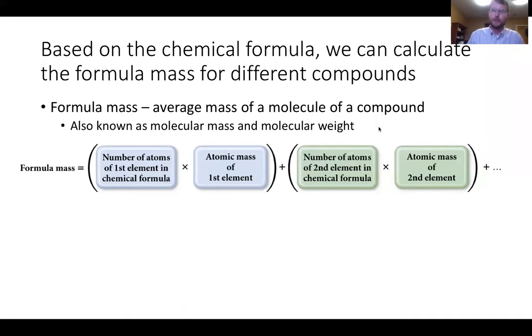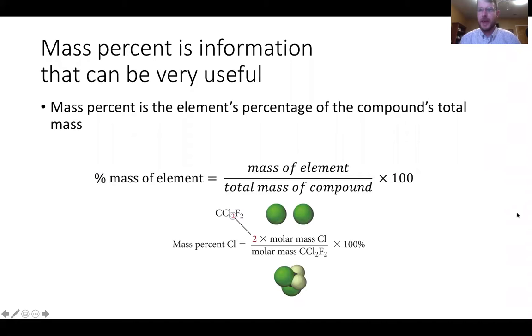What else can we do with molecular formulas? And I'm going to leave up the ammonium acetate so that we can look at it again. What we can do, and this will be the last thing on part number 2, is mass percentages. Mass percent is the element's percentage of the compound's total mass. So let's say the mass percent of chlorine in CCl2F2, dichlorodifluorocarbon. What percentage of that molecule is chlorine?